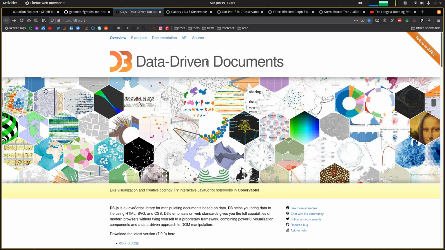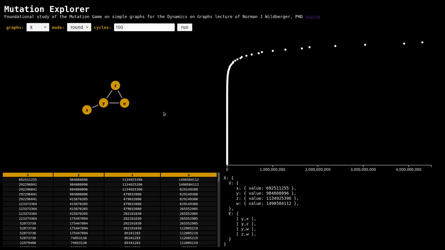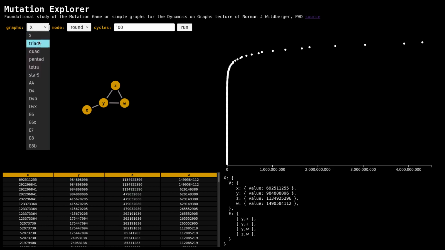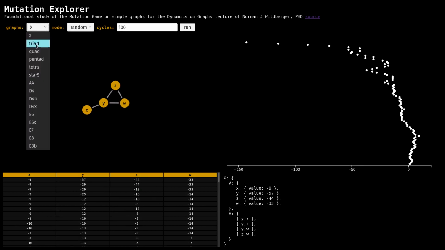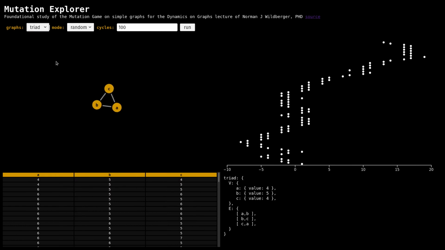But I'm not going to talk about how all this is built today. Really, I just want to take you for a little ride with me. So, as I pointed out, we have a number of graphs that we can choose from, and this X graph was the one that Dr. Wildberger used in his demonstration, and I've been building out a few others. There are some famous names here, like the A, D, and E graphs. I have a few samplings of those to play around with. I've also been creating my own, just out of curiosity.